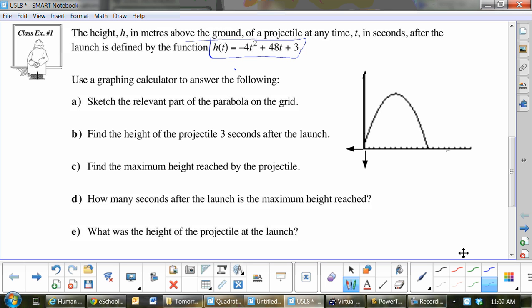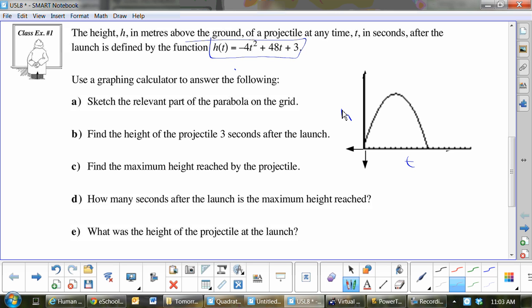Okay, now remember, this is my height, and this is time, okay? So 1 second, 2 seconds, 3 seconds, 4 seconds, right? So sketch the relevant part of the problem. I think I did that. That's the relevant part. Now, find the height of the projectile 3 seconds after the launch, okay?